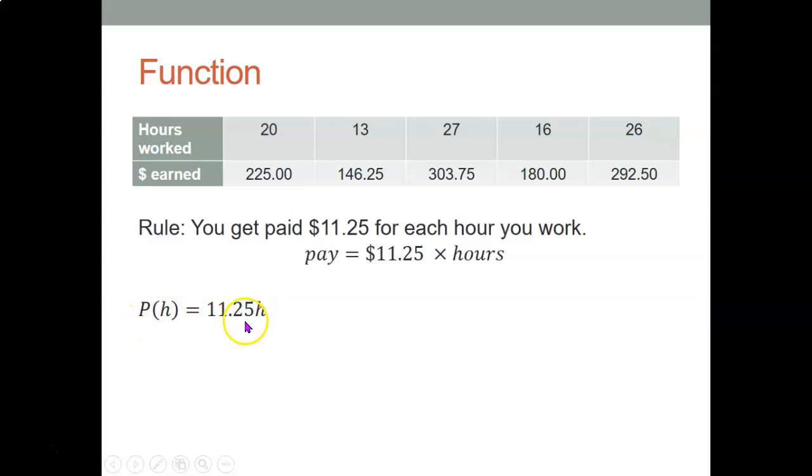P is 11.25 times h. So h stands for a number of hours, and then P, to go along with that h, would be 11.25 times that number of hours. If we replace the variable h with some specific number, like 20, then P of 20 would be 11.25 times 20, which works out to be 225. P of 13 would be 11.25 times 13, which would be 146.25.